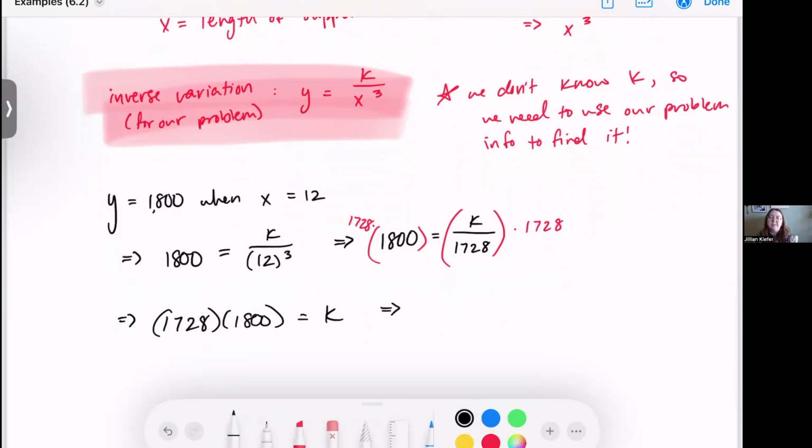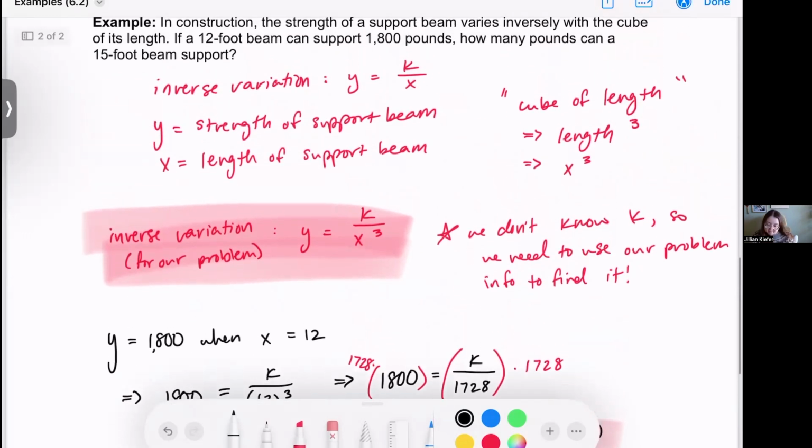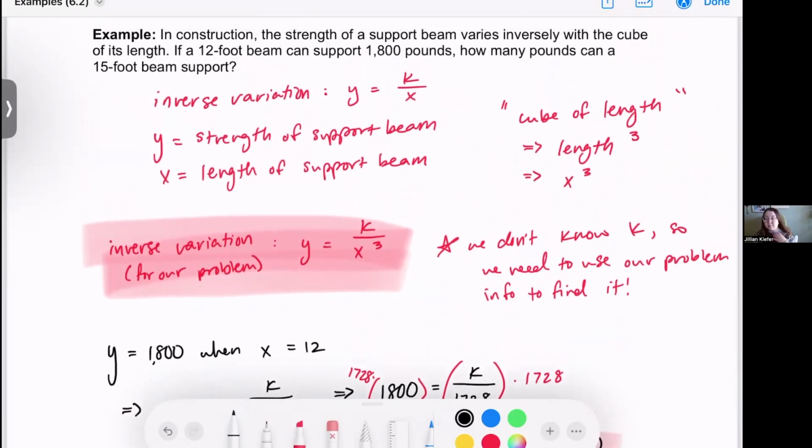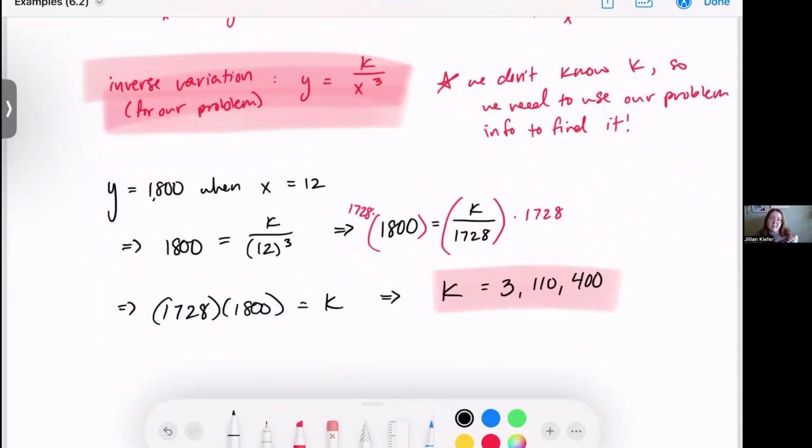We're going to use our calculator to calculate 1,728 times 1,800. So we end up getting that K is equal to 3,110,400. So by using the information that we were given with the 12-foot beam supporting 1,800 pounds, we use that in order to find K. Because now that we have K, we can figure out the inverse variation, the inverse relationship for the 15-foot beam.